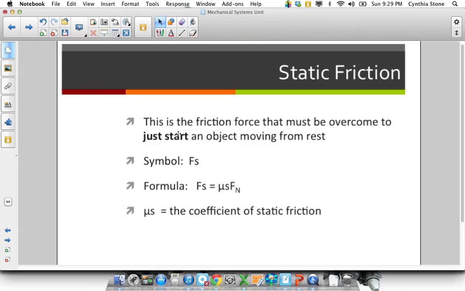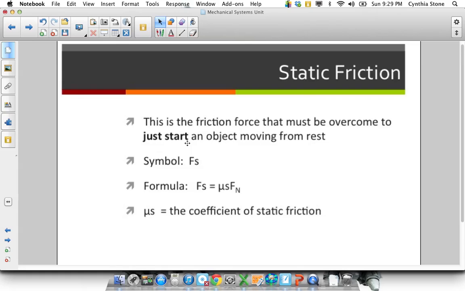Static friction. So when we say static friction, you saw that in the table I showed you earlier. Static friction is a friction force that must be overcome to just start an object moving from rest. And you probably noticed that before. If you're pushing something kind of heavy, you have to give it a little extra shove just to get it started. That's overcoming static friction. And then once it goes, it's actually a little easier to push once you've got it started.